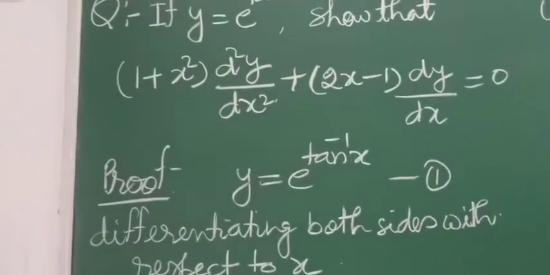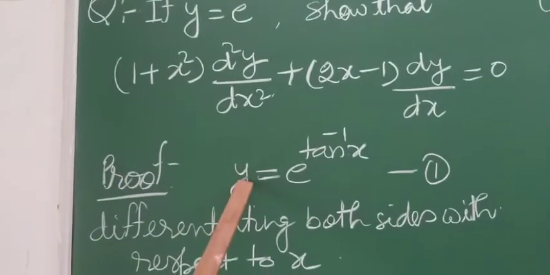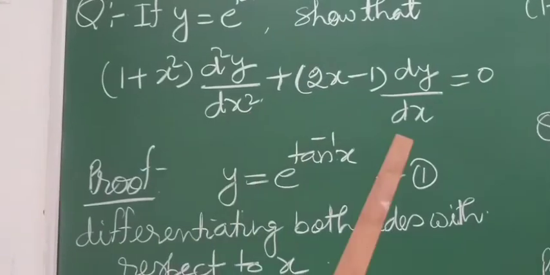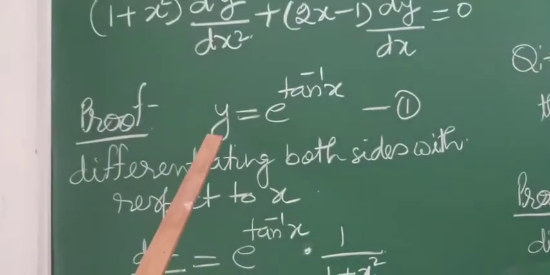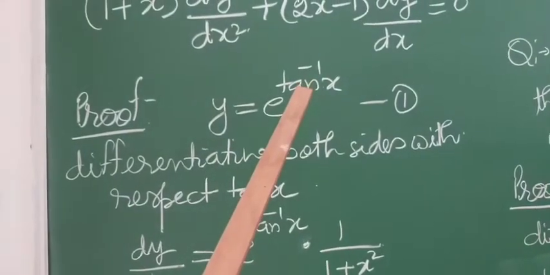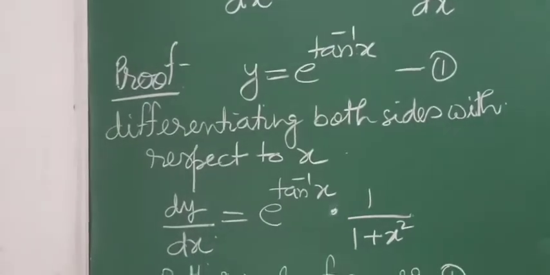So students, first we have to find the first order derivative and then the second order derivative. So this is the question. y equals e to the power tan inverse x. It is equation number 1.